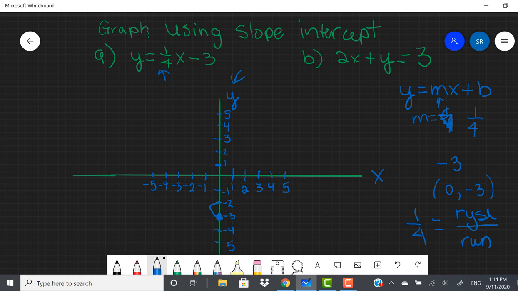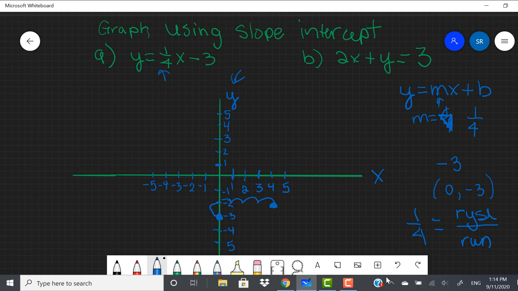I'm not going to make a point there. It's at rise 1 and run 4. Notice these are both positive, so that's why I jump up 1 and run 4. So I'm going to go over 1, 2, 3, 4, and end up right here. So there you go. Those are my 2 dots, and 2 dots are enough to make a line.